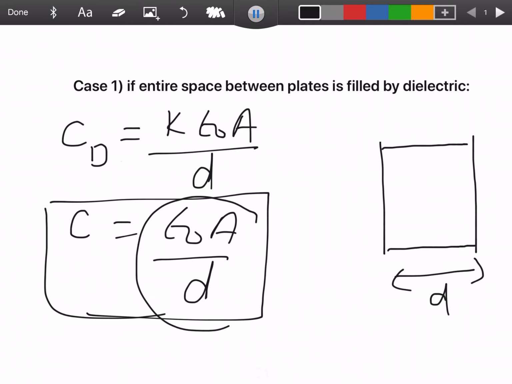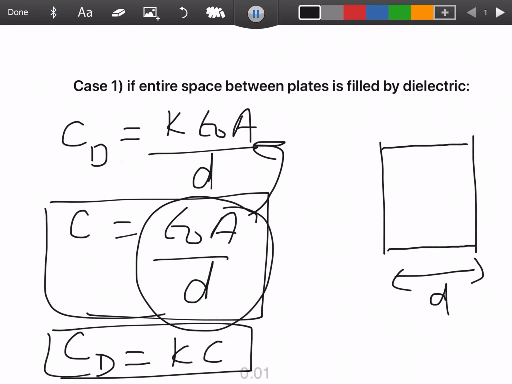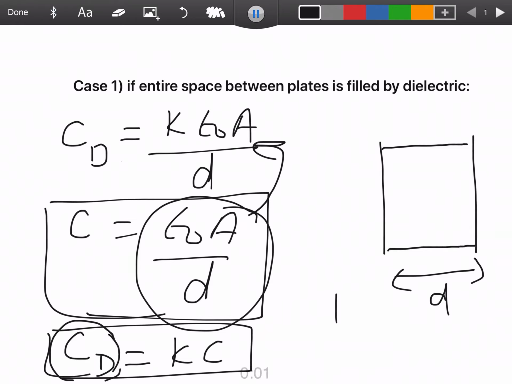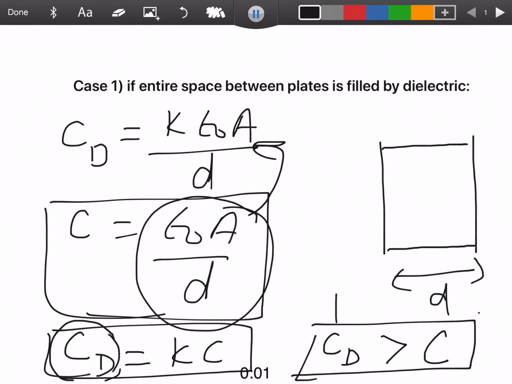So if we substitute this value over there, we will get C_D, capacitance with dielectric slab, is equal to K into C. This proves that capacity of a capacitor when dielectric is placed between plates of parallel plate capacitor will increase. So capacity of parallel plate capacitor with dielectric is greater than capacity without dielectric. So from here the things are quite clear. So next we will be doing case number 2.